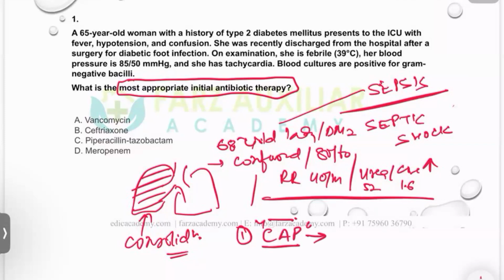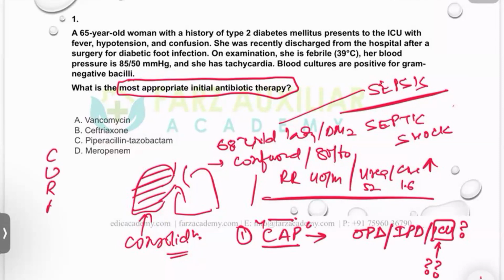And what else? How should we manage this patient: OPD, IPD, ICU? ICU. Why ICU? Because the CURB-65 is high, in severe respiratory distress. So CURB-65 is high. How high?